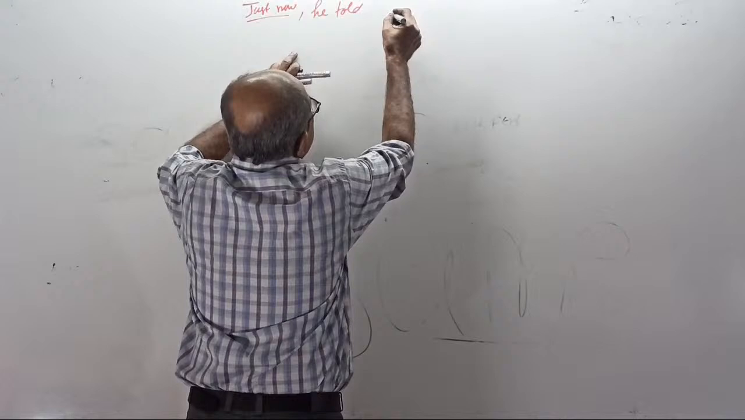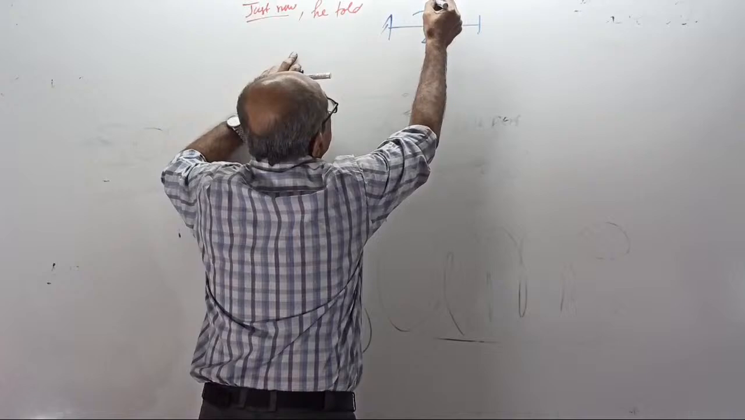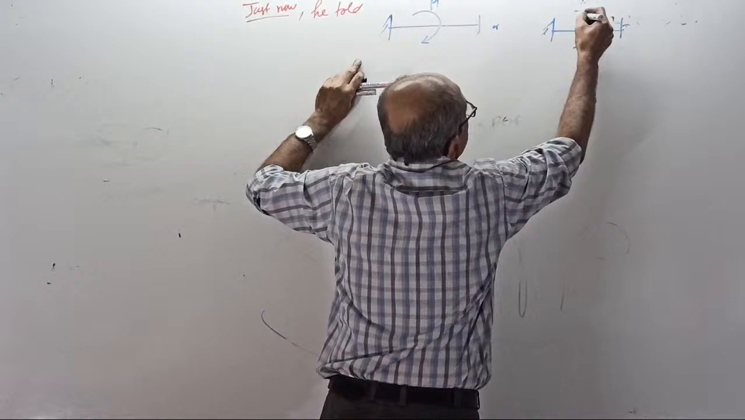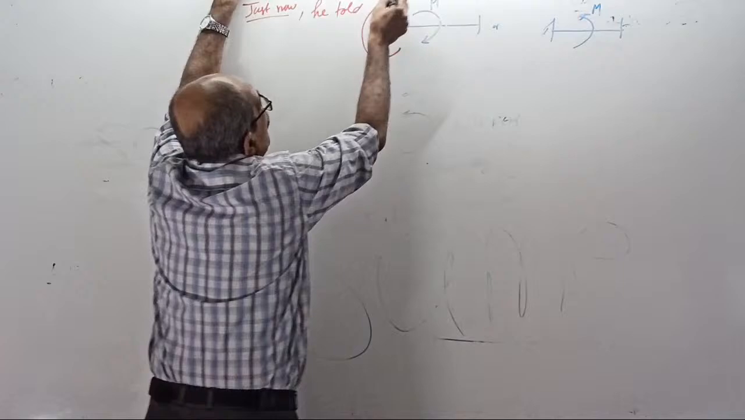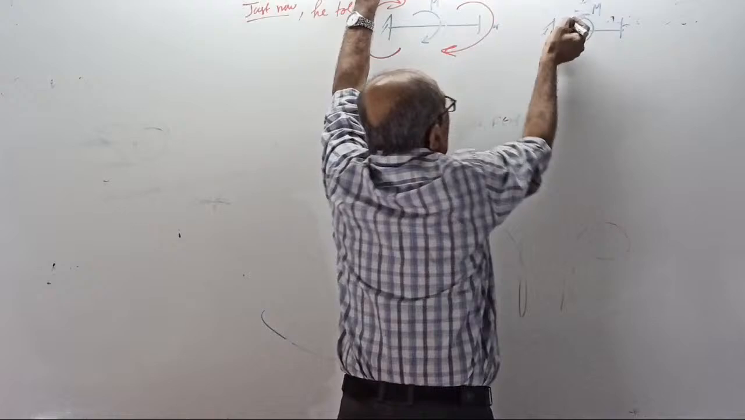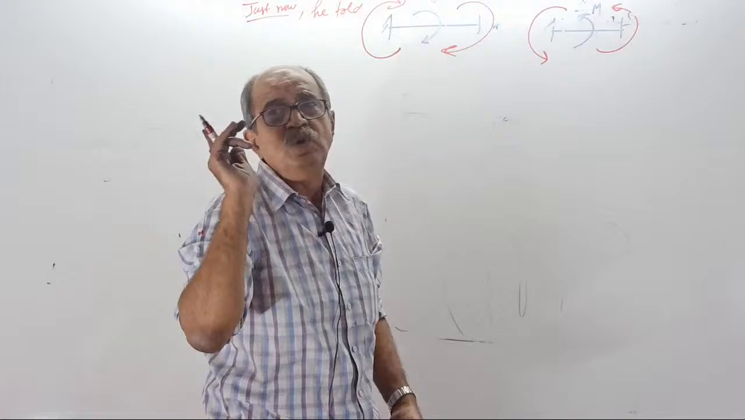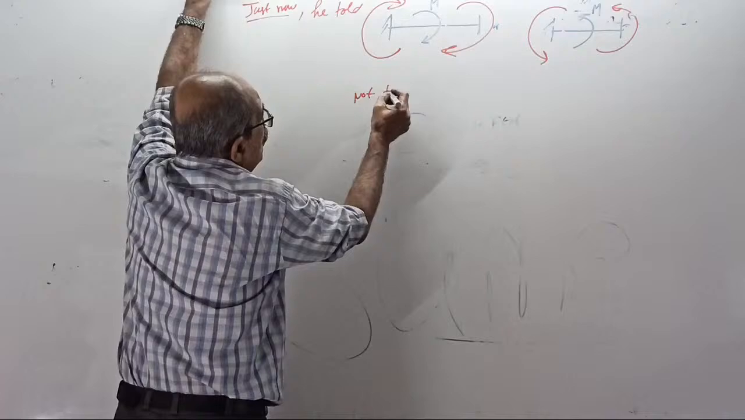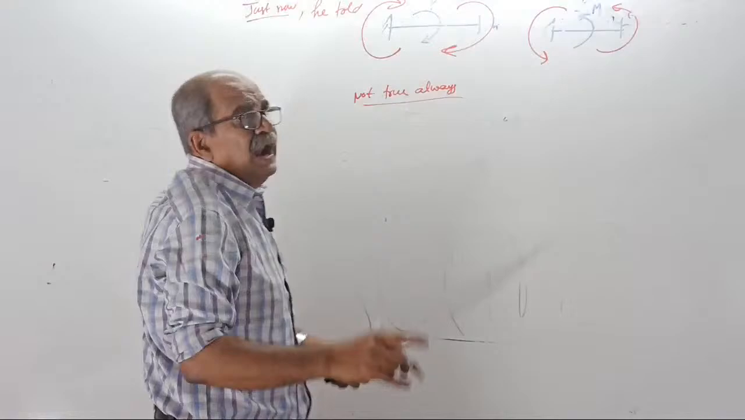For a fixed beam, if the couple is clockwise M, or if the couple is anti-clockwise M, then he told just now, clockwise couple, both are clockwise. Anti-clockwise, both are anti-clockwise. This is what just now he told. But that statement is not true always. If it is always true, why should I use the word generally? I use the word generally.